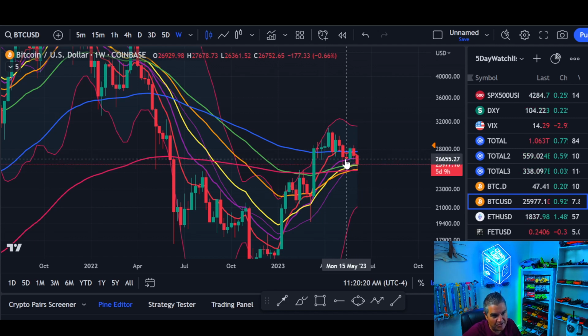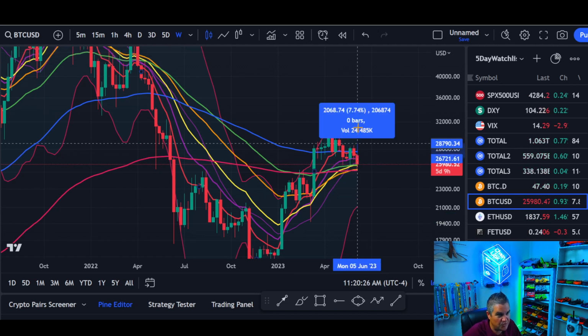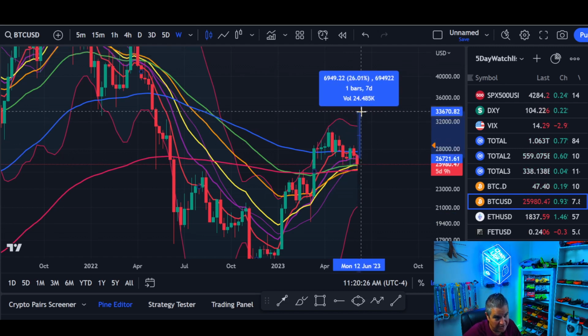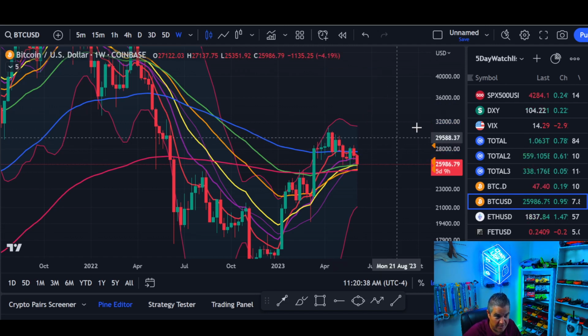So let's say we end up closing above like 26,750, right? So we'll take our move from around that area. That was 26%. Where would that get us to? If we had a mirror image of that, right? 26% gets us to 33,750 and $7,000 higher, right? So keep that in mind.